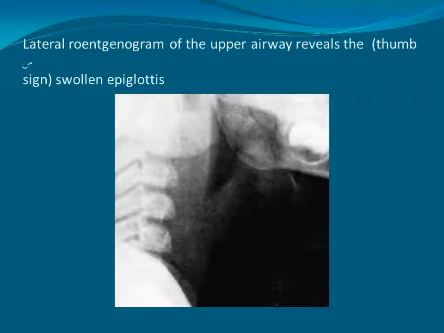So this is a thumb sign, a swollen, large epiglottis.